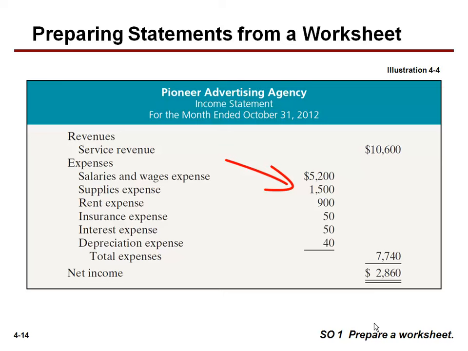Again, the two columns here are simply for presentation of data, not for a journal entry. They do not indicate debit and credit columns. The net of the numbers, $2,860, is the net income or results of operation for our company for the month ending October 31st.